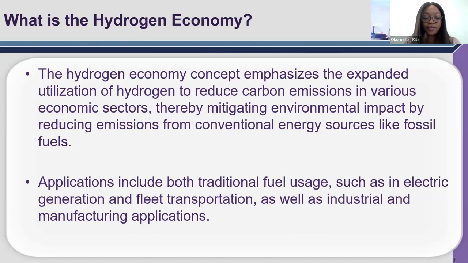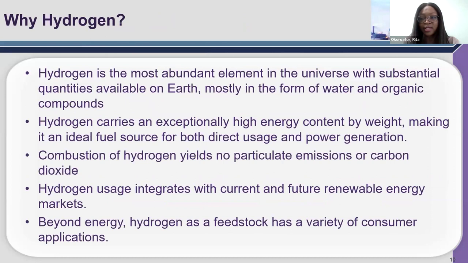So why hydrogen? Why couldn't we think of any other gas? Okay. So hydrogen, first of all, is the most abundant element in the universe, and it has substantial quantities available on Earth. We see it combined most of the time, but we also have free hydrogen in some cases, and most of it is in the form of water or organic compounds. There's something very unique about hydrogen. It carries a very high energy content by weight, which means if I bring 1 kg of hydrogen and compare it to 1 kg of another gas, let's say methane, the energy content in that hydrogen is much higher than the energy content in the methane. However, we're going to see that there's another definition which we have called the energy content by volume, and we're going to see how hydrogen's energy content by volume looks like.